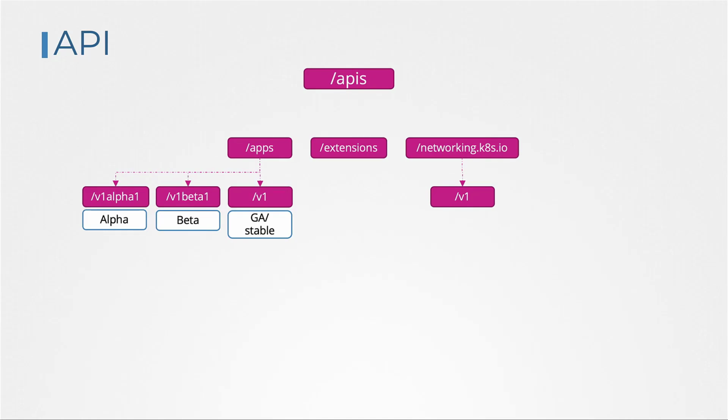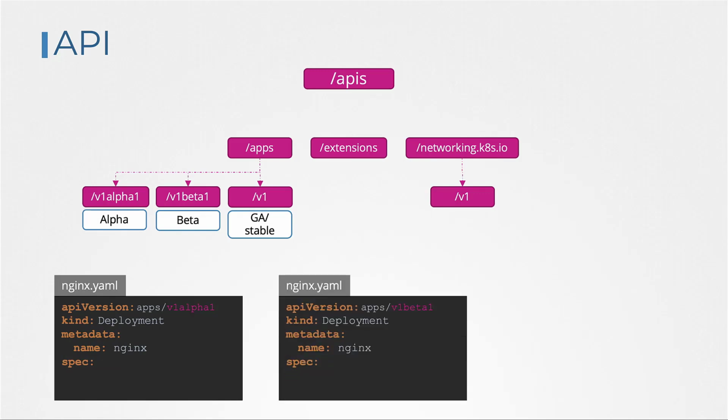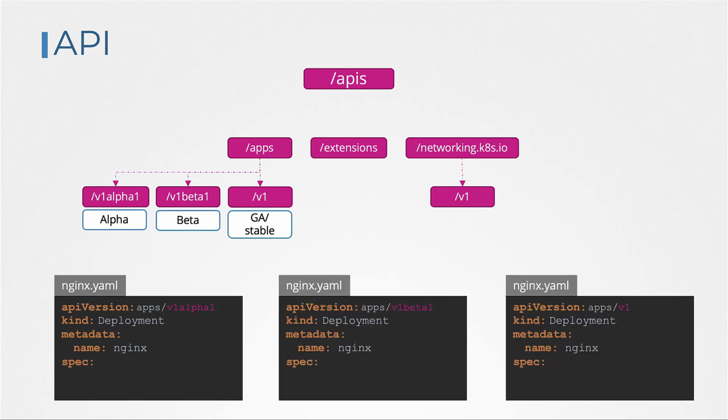For example, the apps group can have v1, v1beta1, and v1alpha1 all at the same time. This would mean that you will be able to create the same object using any of these versions in your YAML file. So say I want to create an nginx.yaml, I could create it with the API version set to v1alpha1 or v1beta1 or v1. So any of these will work.